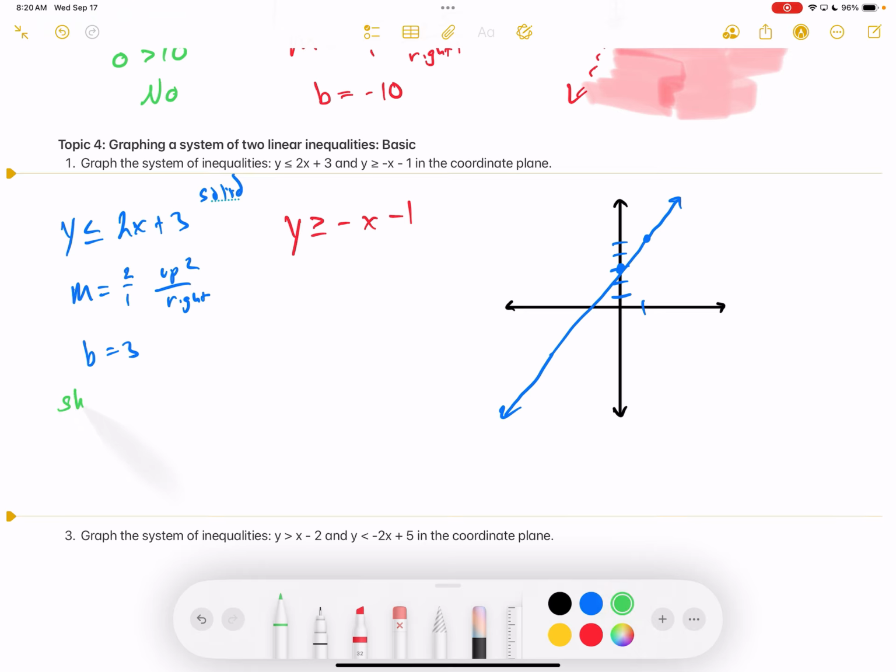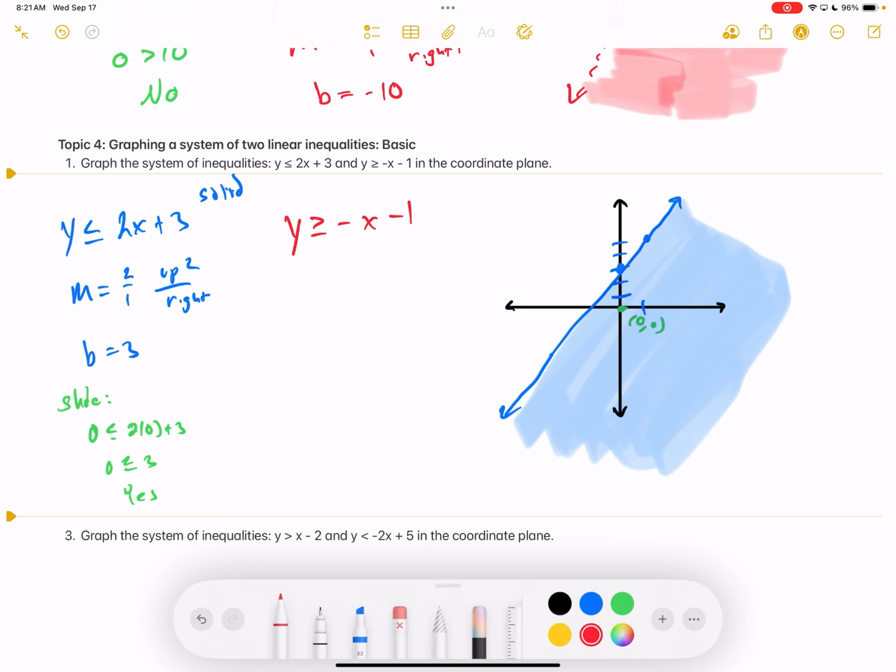So to shade on this one, I can plug in 0, 0. So is 0 less than or equal to 3? Yes. If you are doing this on your paper, I'm going to do it a little bit different because I have the colors and the highlighters. But if you're doing this on paper, what I would do is just make a little mark on your paper to shade that way. Don't shade the whole thing because it gets confusing. Just make a little mark to remind you that you are shading towards 0, 0. If you were to shade the whole thing, it would look like this. Okay, I'm shading on this side.